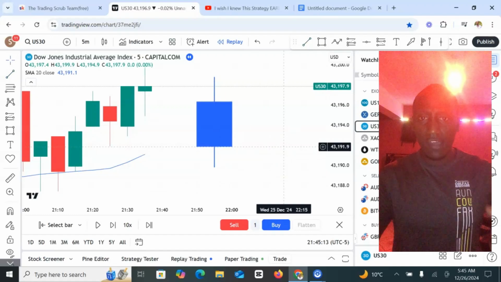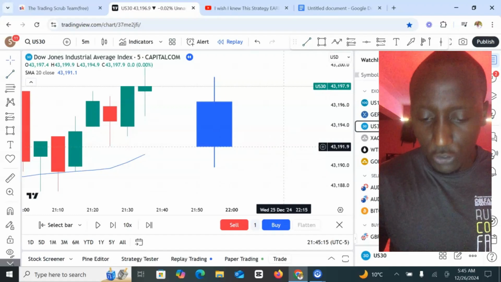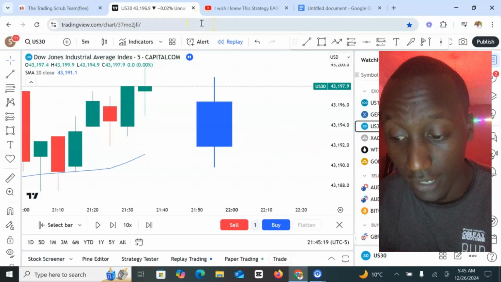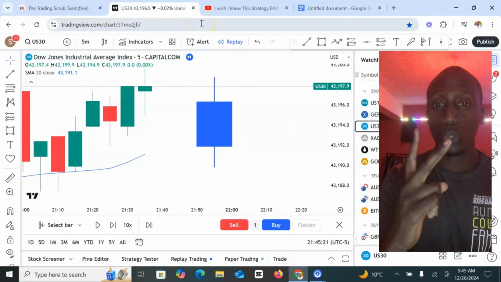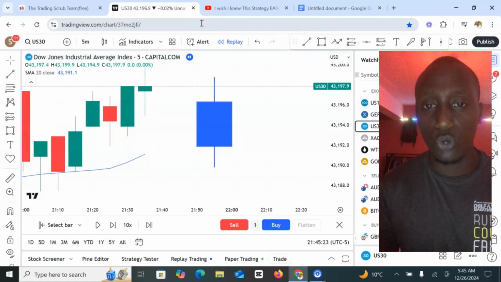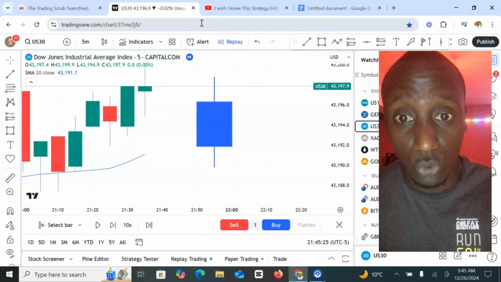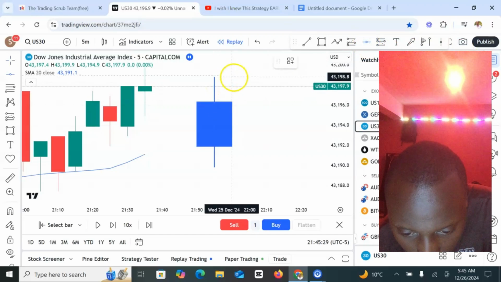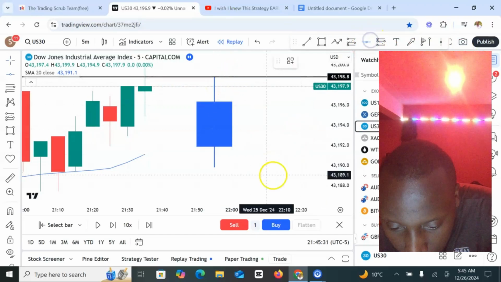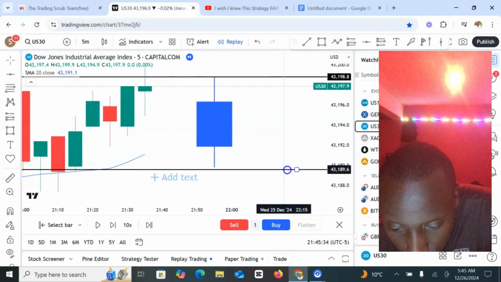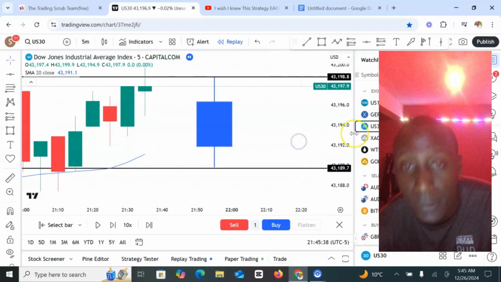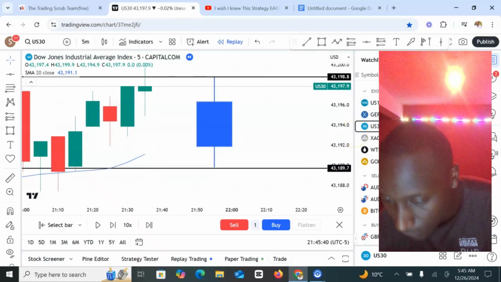So how exactly are you going to predict now using one candle? It's very hard to use one candle. So you need at least 2 candles in order for you to know where price is likely to go. So if you see this candle, it has a high like that, and it has a low. And we are talking about the extremes, points where price reached in that candle.